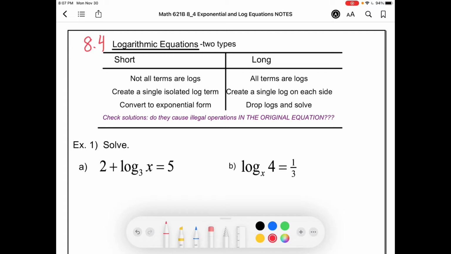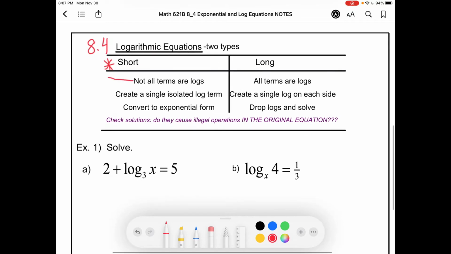So I like to think of them in two kinds of types. There's what I call short, which are ones where not all the terms are logs. And then there are ones that I would like to call long, where all the terms are logs. It doesn't really matter what we call them, but they have slightly different approaches. For short logarithmic equations, we're going to create a single isolated log term, and then convert to exponential form, which you might think of as bay. In long ones, we'll create a single log on each side, and then we'll drop the logs and solve.